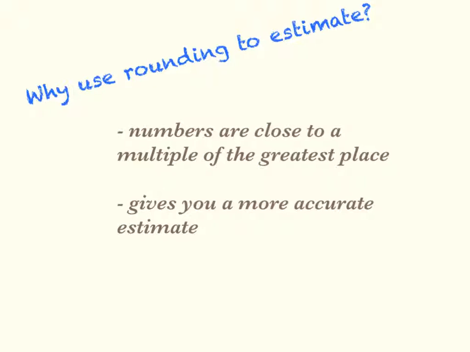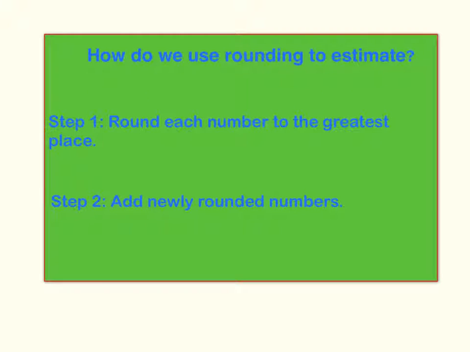First off, if the numbers are close to a multiple of the greatest place, it will give you a more accurate estimate that's going to be closer to the true answer. How do we use rounding to estimate? Step 1, round each number to the greatest place. Step 2, add the newly rounded numbers. On the next few slides, we'll be going through an example.